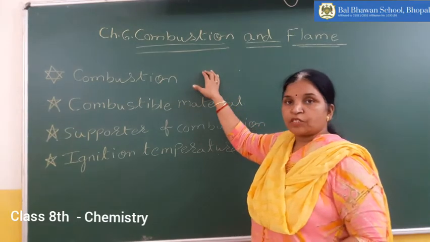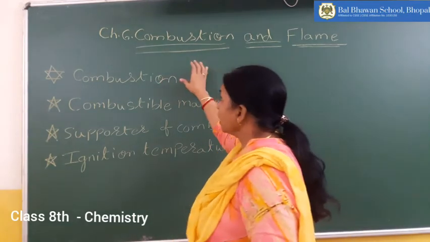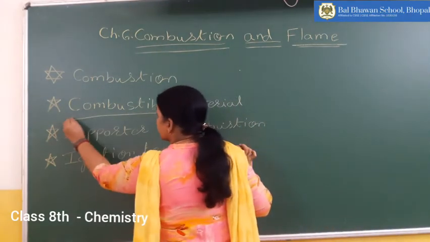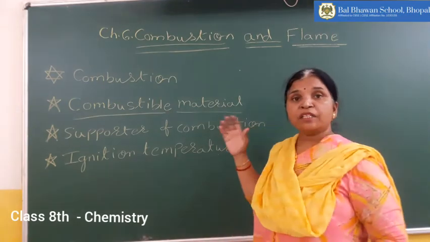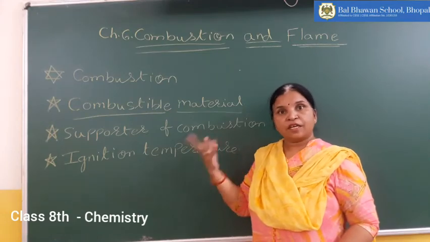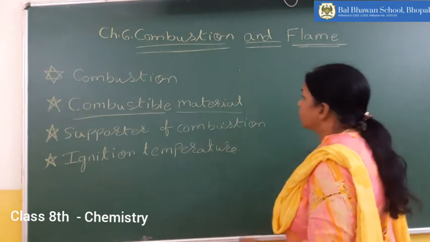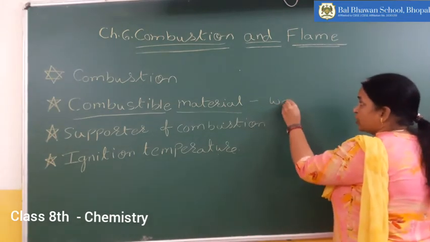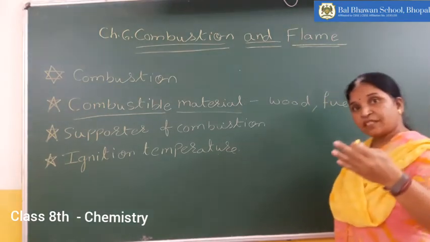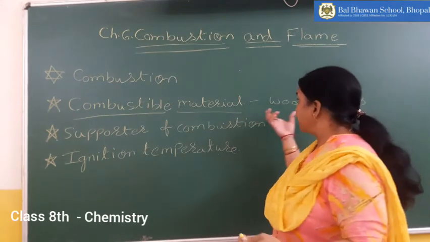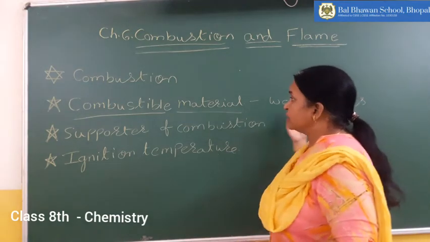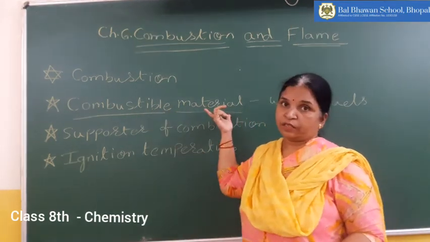Now for any substance to burn and produce this type of energy, the basic requirement is combustible material. That means the material which will burn to give these energies, heat and light. Such materials are called combustible material, like wood is combustible material, then fuels are combustible material, and what else are used for burning and deriving the energy, heat energy. All such materials are called combustible materials.